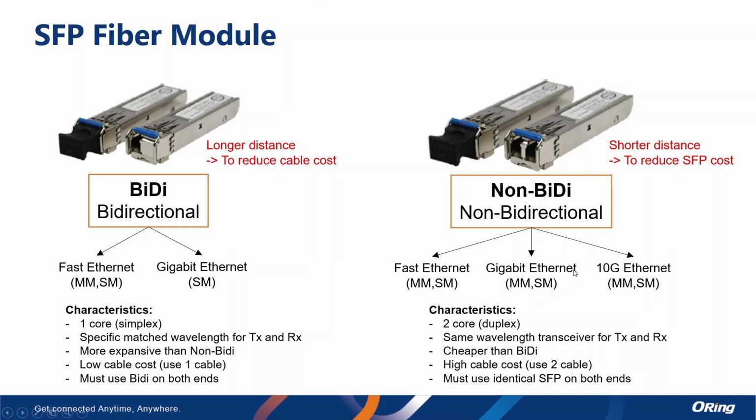And for the non-BD, or non-bidirectional, the characteristic is they have two cores here, or sometimes we call it duplex. We need the same wavelength for transmitter and receiver, and it's cheaper than BD. However, it has a high cable cost because it will be using two cables here. If you are using SFP-A in switch A, you also need to use SFP-A on switch B. So we must use identical SFP on both ends.